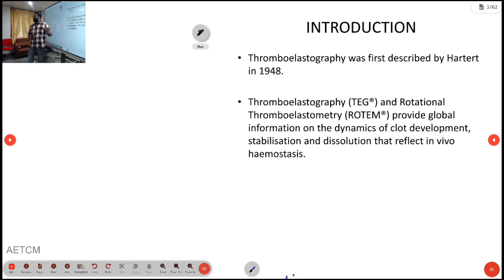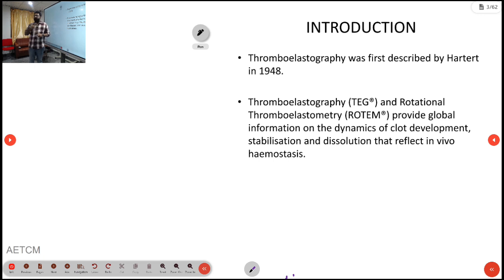Usually, when a vessel injury occurs, first there will be vasoconstriction, following which there will be clumping of platelets and RBCs. Following which there will be the arrival of fibrin, and they will form the clot. The fibrinogen will be converted to fibrin.